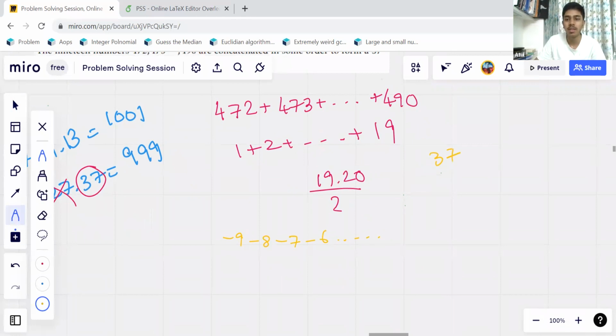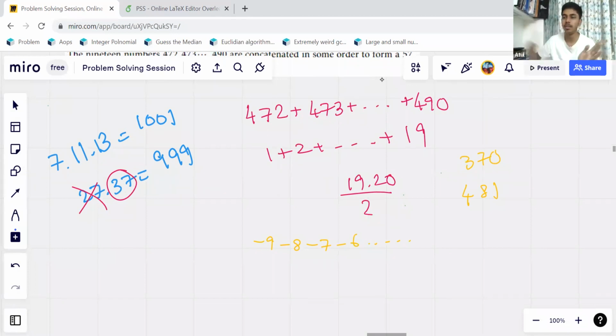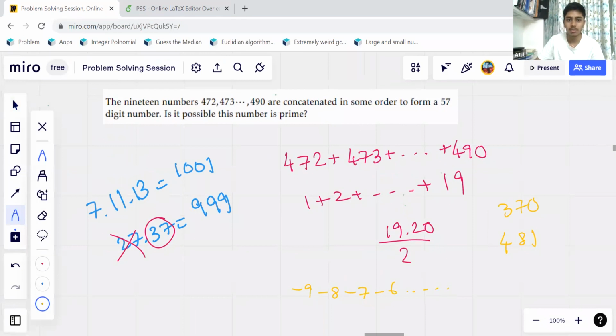Okay, so 370, so 381 or 481. And the sum is symmetric about 481, so it will add up to a multiple of 37. So it's actually divisible by 37. It's minus 9, minus 8, till plus 9. Okay, yes. So the number is always divisible by 37. So it is not prime.